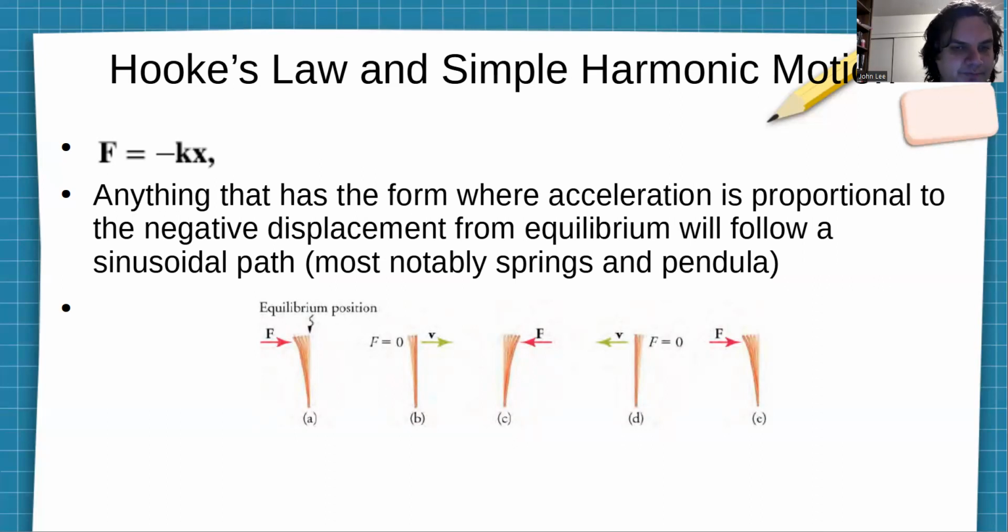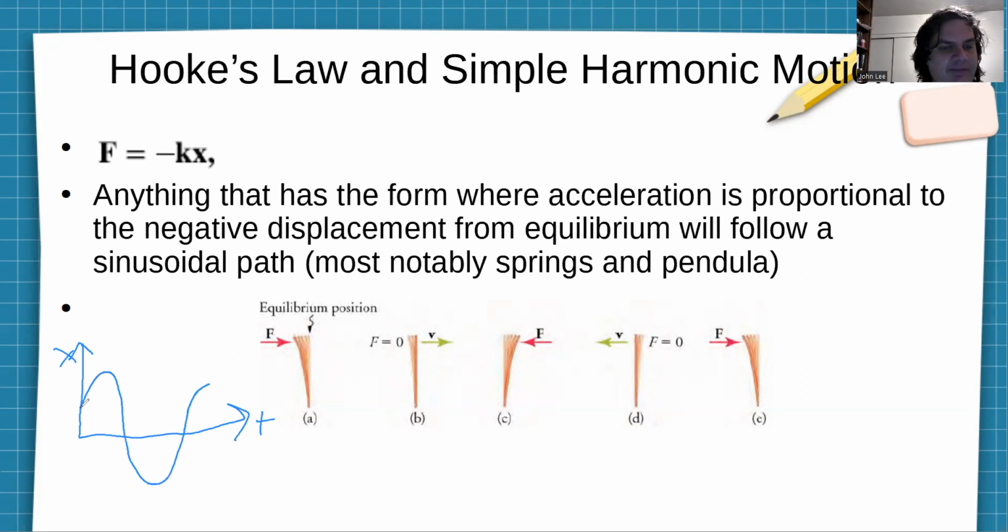So all you need to understand is that it goes back and forth because it has a force that wants to restore itself to the equilibrium position, but restores itself a little too well. And then if you look at x versus time, it's going to look something like this, which is just a sine wave. And that's why it's called sinusoidal displacement.